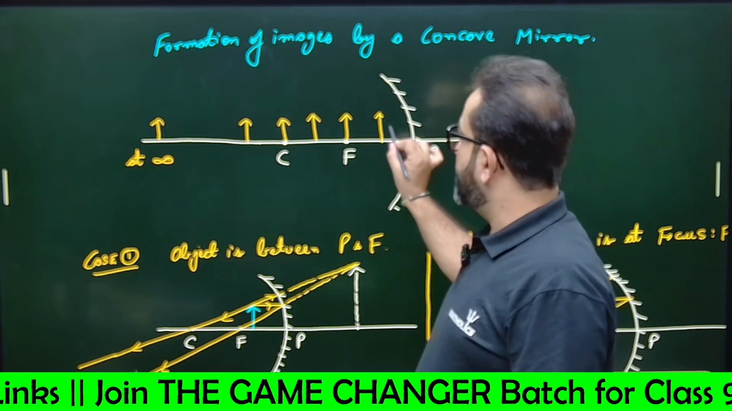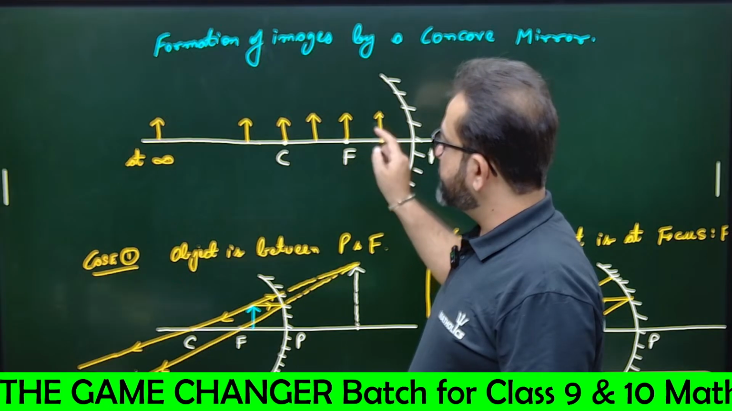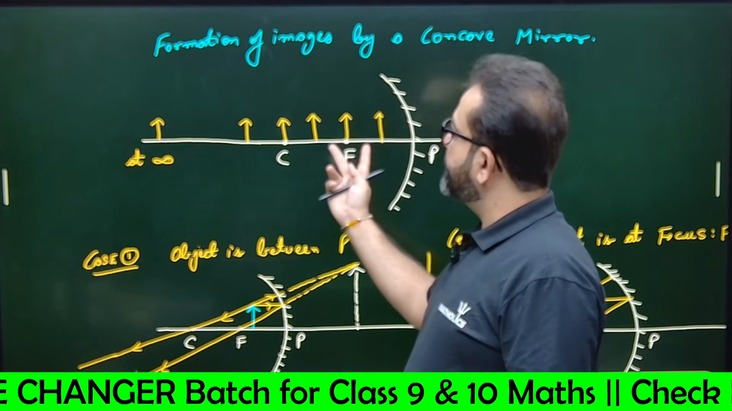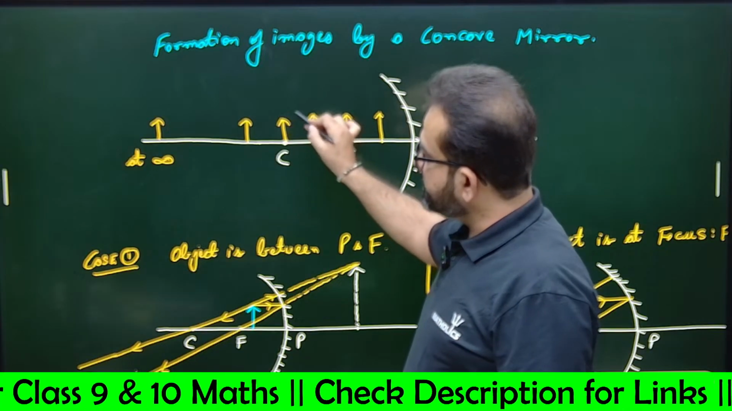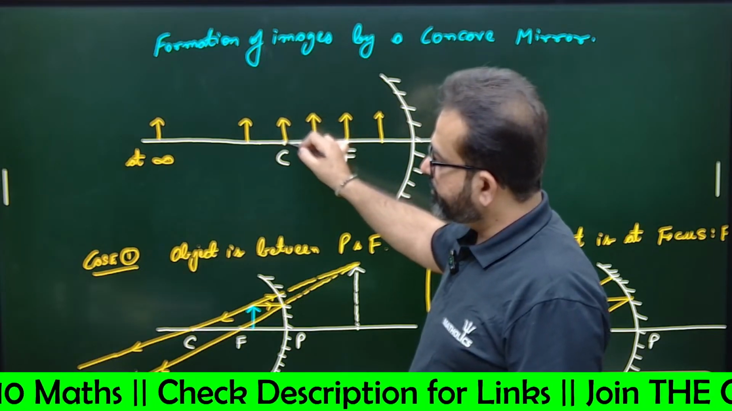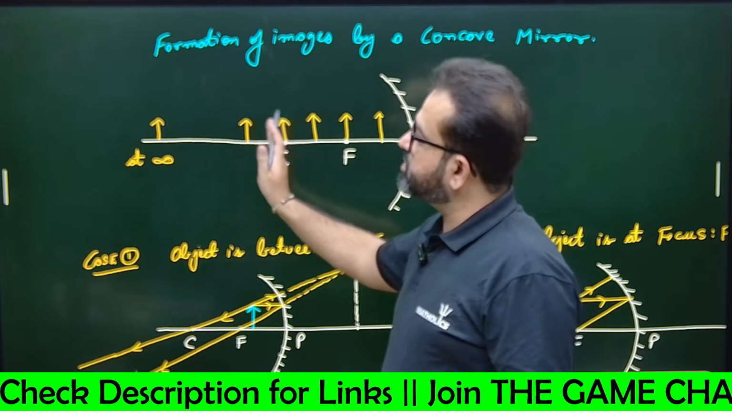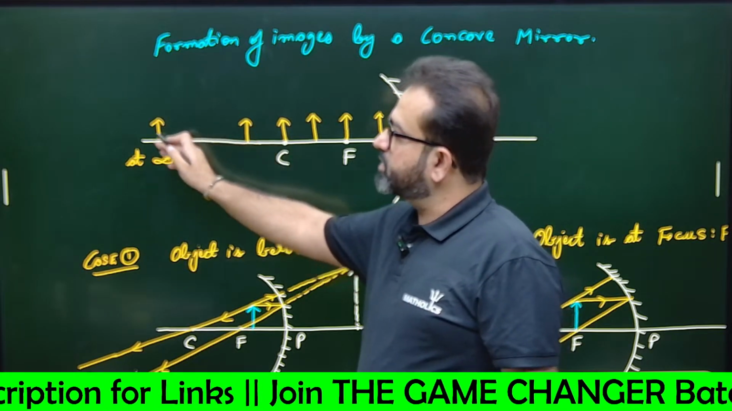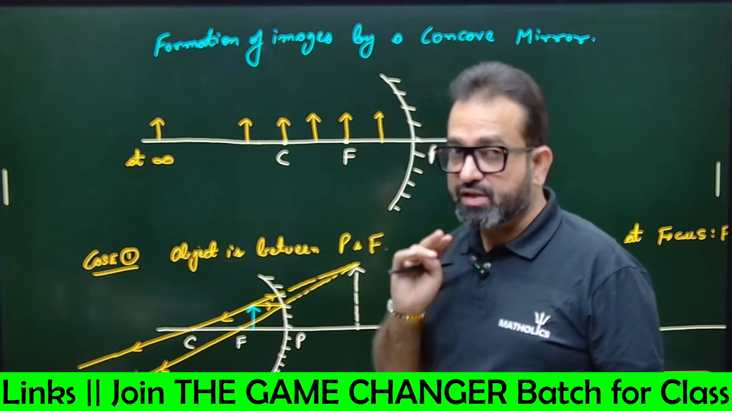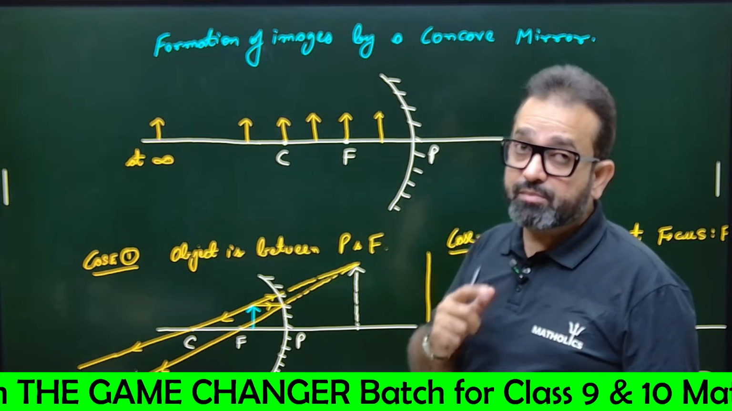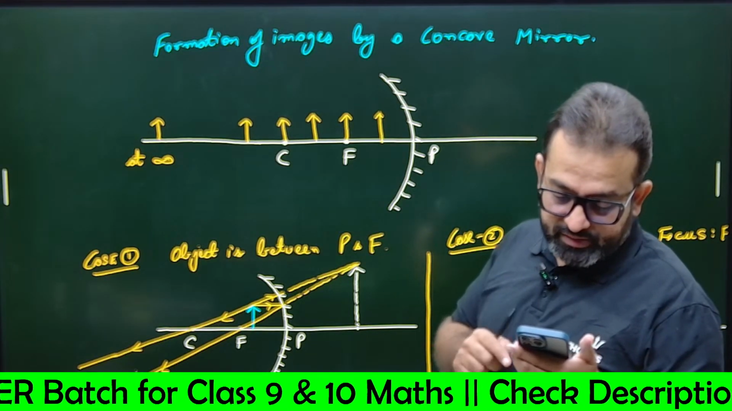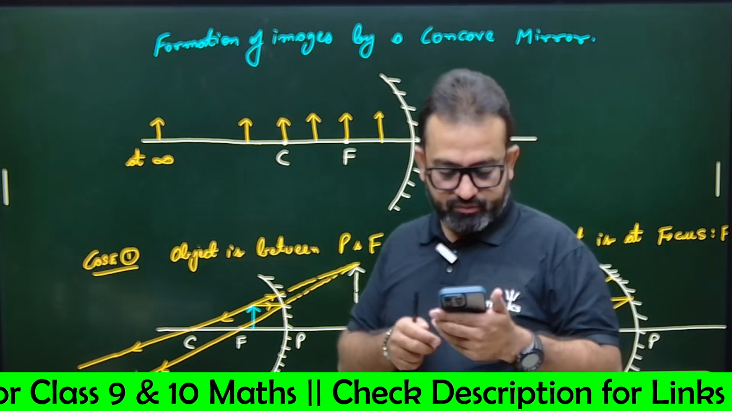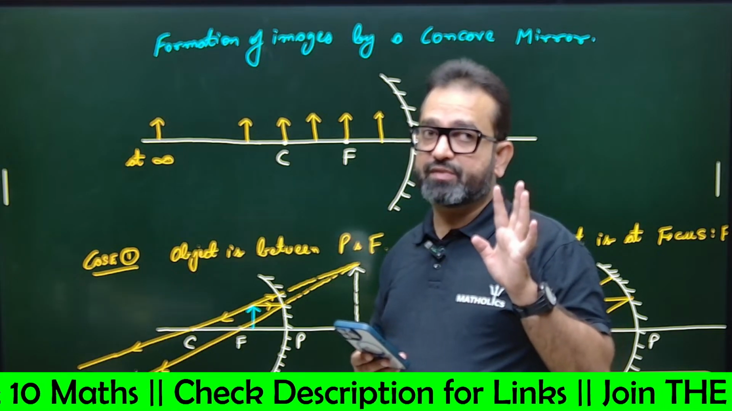6 conditions. One is between pole and focus. Second one is at the focus. Third one is between center of curvature and focus. Fourth one is at the center of curvature C. This is called beyond C, just back of C. And this is at infinity. So there are 6 positions at which the object can be placed in a concave mirror. Clear?